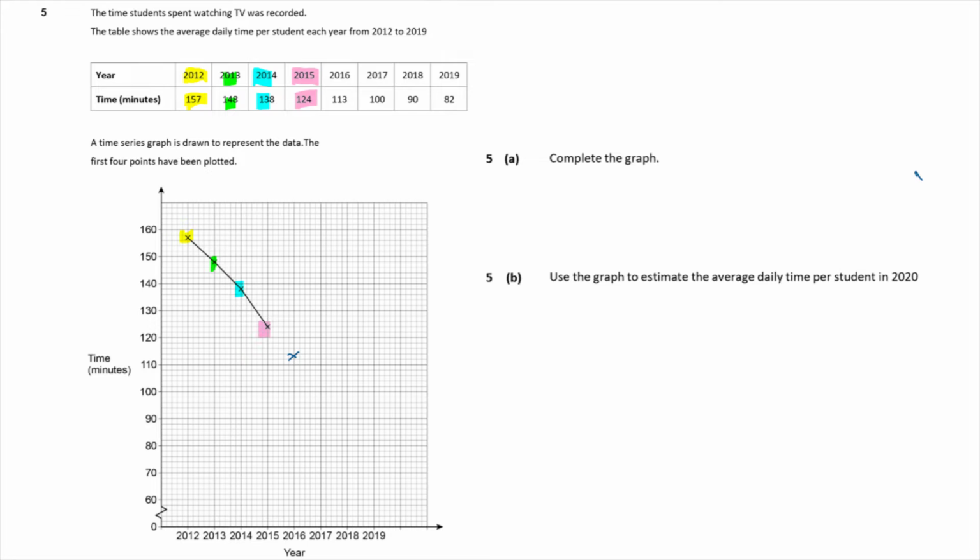Okay, and then the next one along, 2017, is at 100. That should be fairly easy to plot. It's just on the whole line. Then 2018 is at 90. Again, very simple to plot that one. And then finally 2019 is at 82. So that's going to be one little square above 80 then, isn't it? It's going to be there. Okay. Once you've done that, let's just join them up with straight lines.